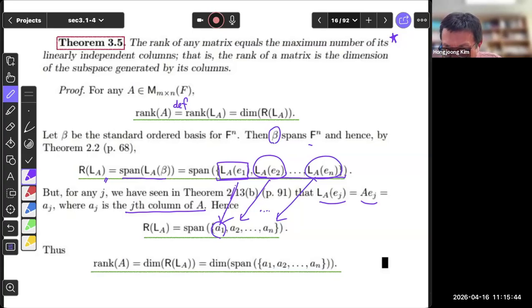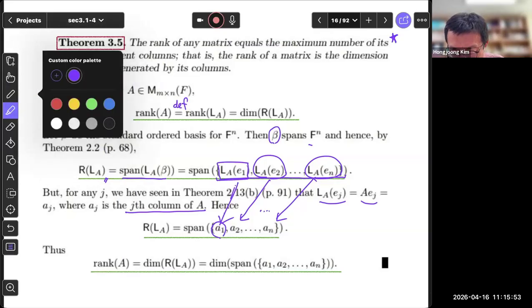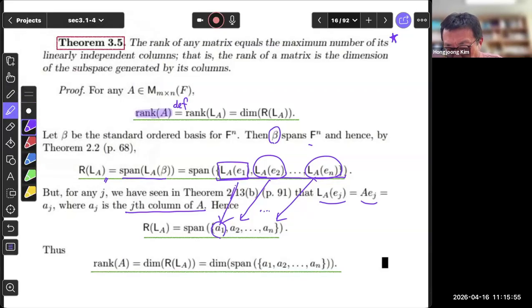Then the rank of A equals the dimension of the range of L sub A, and since the range of L sub A is the span of A1 up to AN, its dimension will be the same as the rank.